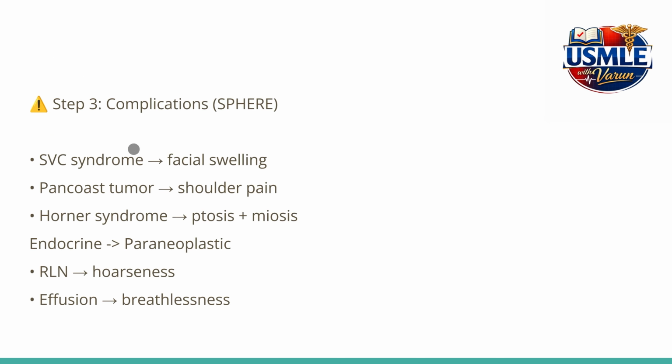Thirdly, we need to identify complications based on the symptoms. So, if there's facial swelling, it could be SVC syndrome. If there's shoulder pain, it could be Pancoast tumor. H stands for Horner syndrome, which is characterized by ptosis, miosis, and loss of sweating. And E stands for endocrine or paraneoplastic syndromes. Recurrent laryngeal nerve involvement could lead to hoarseness of voice, and pleural and pericardial effusions could lead to breathlessness.